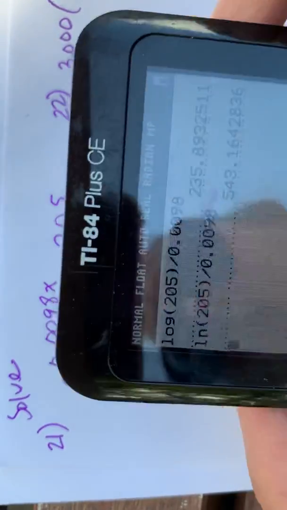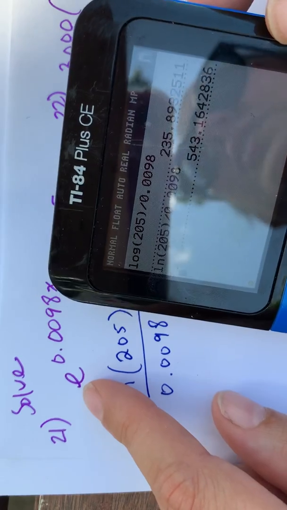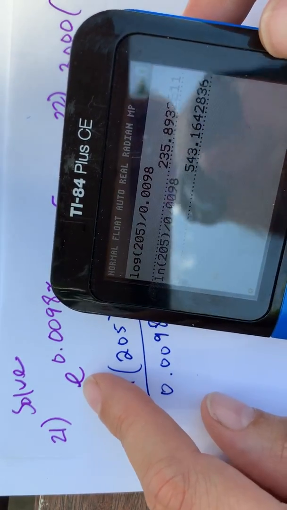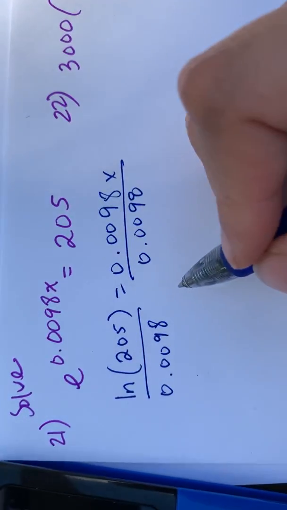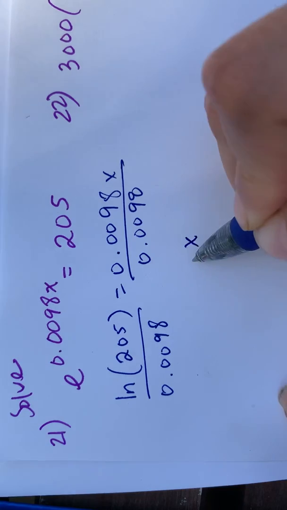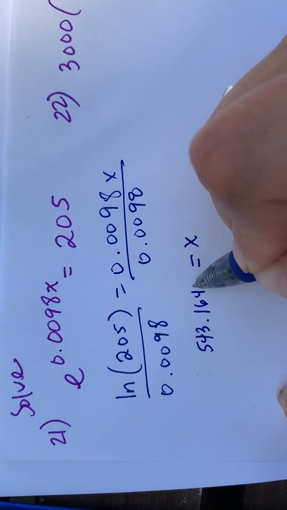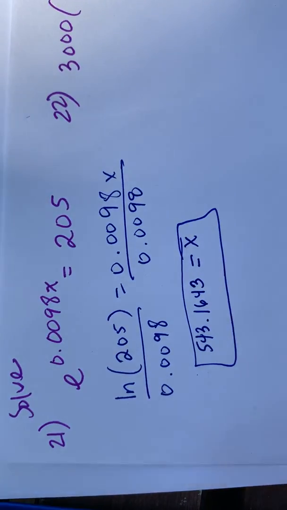Well, remember you have a base E, which is like pi, where it's just a reoccurring decimal, irrational number that never ends and never has the same pattern. So that's much different than using a base 10. So know the difference. So this is 543.1643 is the answer for this one.